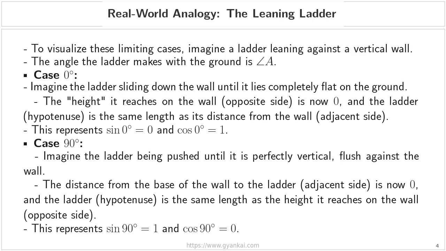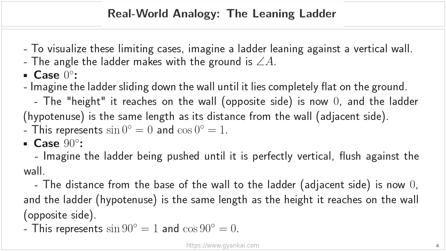Next, let's consider the 90-degree case. Imagine instead that we push the base of the ladder toward the wall until the ladder is perfectly vertical, flush against the wall. In this position, the distance from the base of the wall to the ladder, our adjacent side, has shrunk to 0. Now, the ladder, our hypotenuse, is essentially the same as the height it reaches on the wall, which is our opposite side. This illustrates why the sine of 90 degrees equals 1 and the cosine of 90 degrees equals 0.